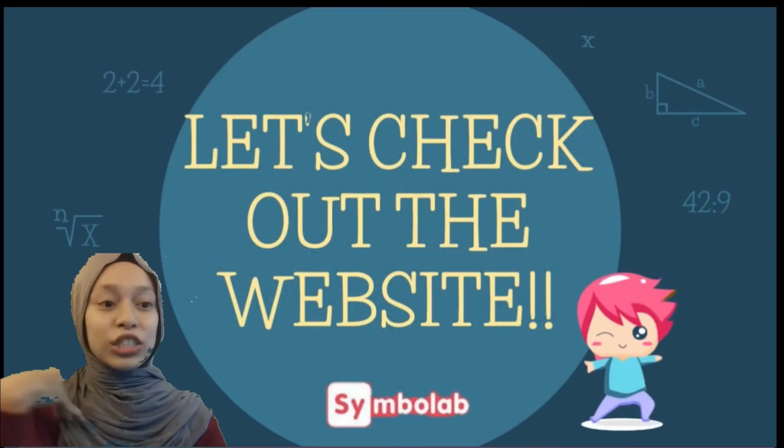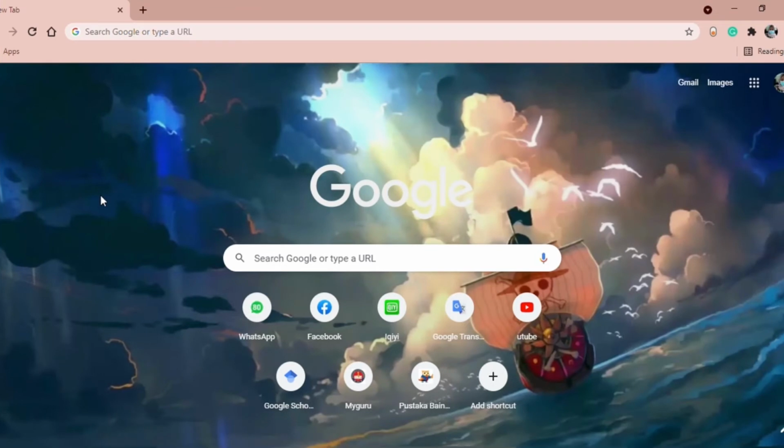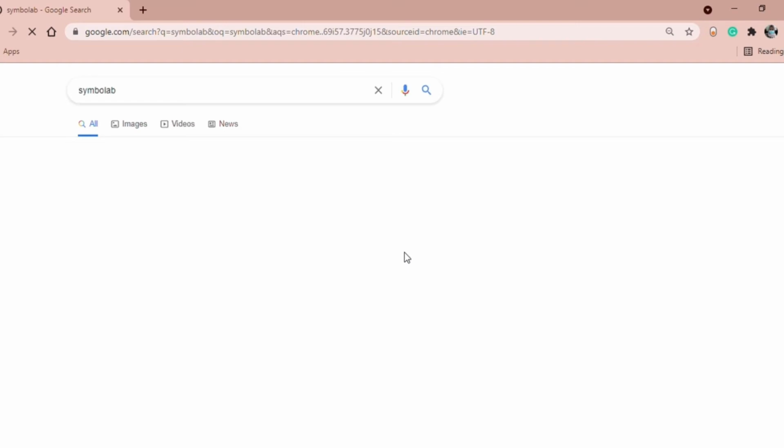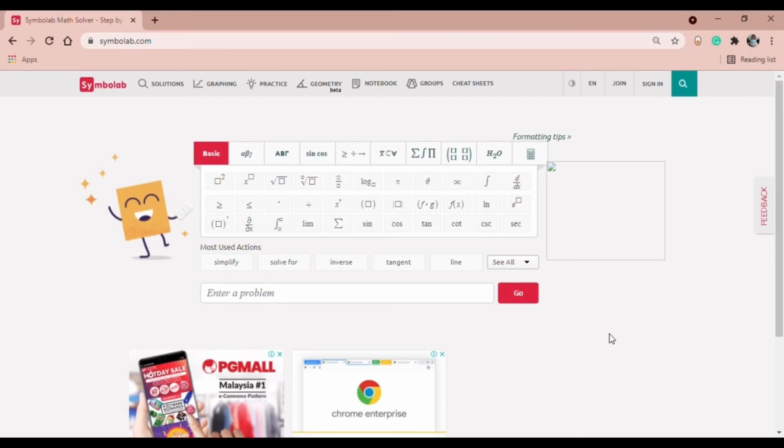So now let's check out the website. For me, my preferable search engine is Google Chrome. So just type Symbolab here and search. You can see this link, just click on it. Okay, this is the Symbolab website. Let's explore this website first and get to know what it has to offer its users.